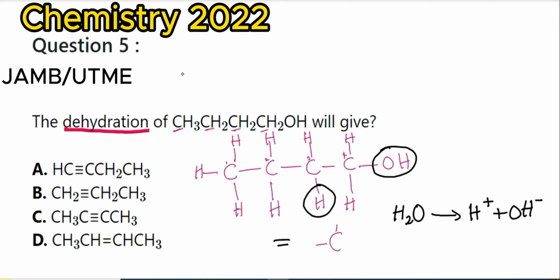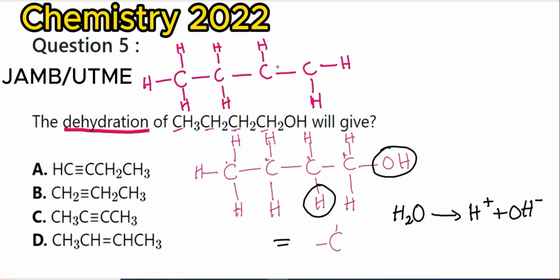Now the water has been removed, and the first carbon and the second carbon, from which the hydroxide and hydrogen were removed, will now give us another bond. So we now have a double bond between the first carbon and the second carbon, and that gives us an alkene. And so it is known that dehydration of alkanol usually gives alkene. So in this case, we have what is called but-1-ene.